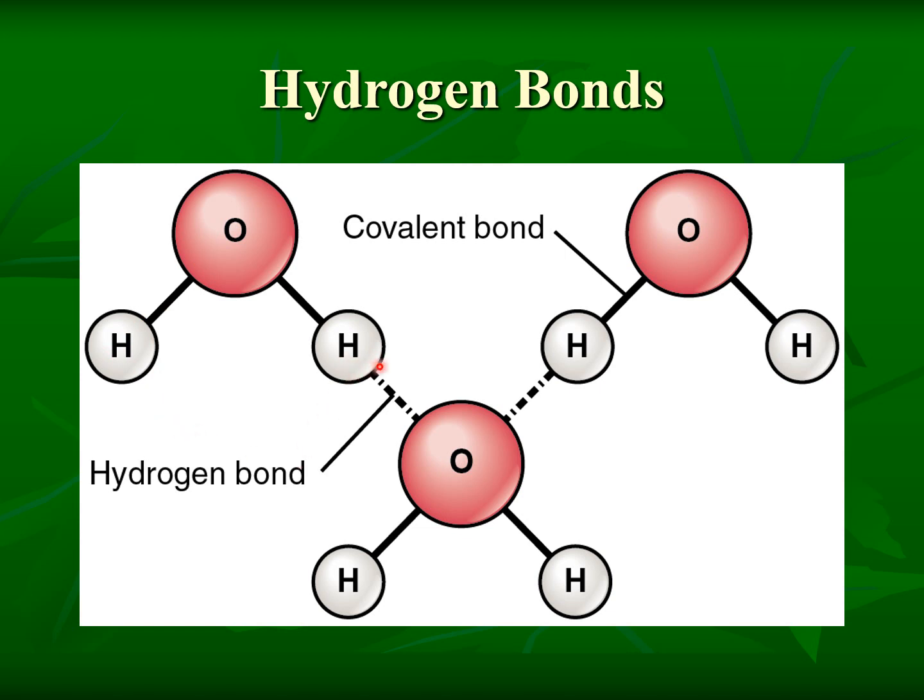Well, this is slightly positive and this is slightly negative. Opposite charges attract. So a hydrogen bond is formed between those slightly positive, slightly negative areas. Why were they formed? Because you had a polar covalent bond.